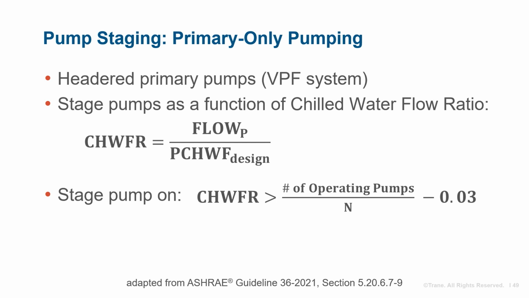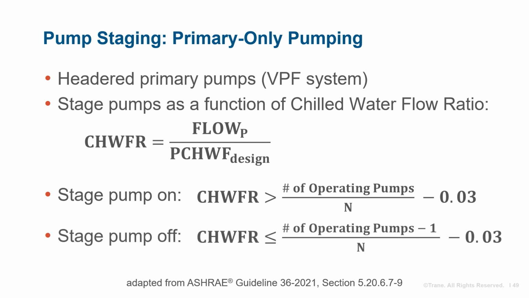For example, if there were 4 pumps in the manifold with a design flow rate of 1600 GPM total, or 400 GPM per pump, and there are 2 pumps operating at a point in time, the next lag pump would be staged on when the chilled water flow ratio becomes greater than 0.47, corresponding to 752 GPM of primary flow. Similarly, when staging down, the flow rate must be equal to or less than 752 GPM under that new condition, 3 pumps running, for 10 minutes to disable the last lag pump.